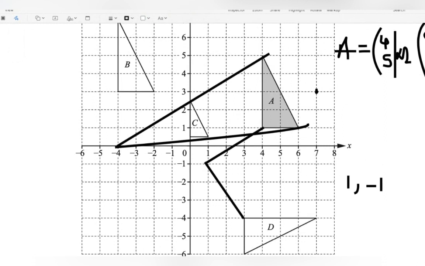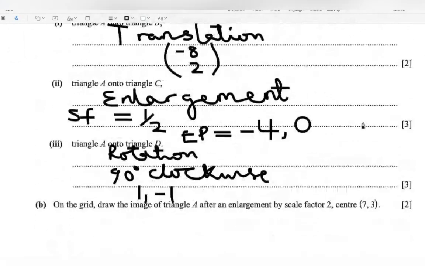Okay, our center is here. So we're going to count from here to reach this point. 1, 2, 3. To reach this point, 1, 2. Okay, so we could use the vector method, or we just do the normal method. We do the normal method. So let's see what we will have with the normal method.